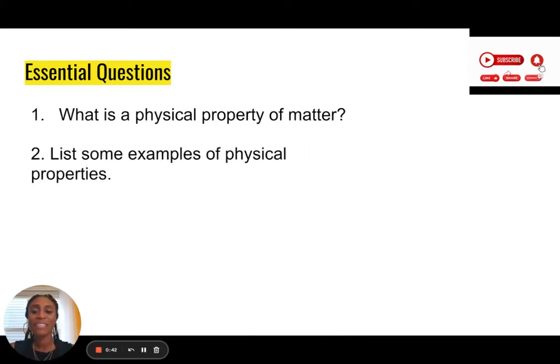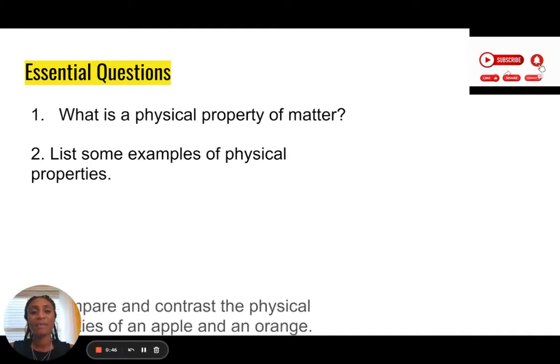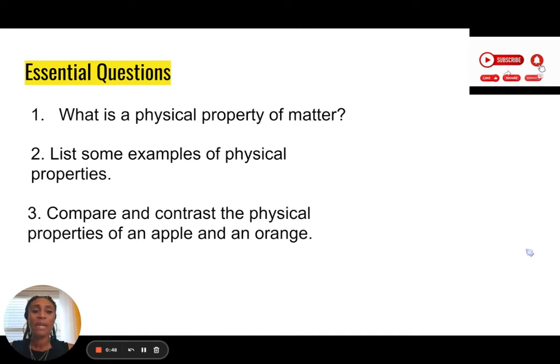Now, our next question is to list some examples of physical properties. And by the end of this lesson, you should be able to compare and contrast two things. For example, we're going to look at an apple and an orange.